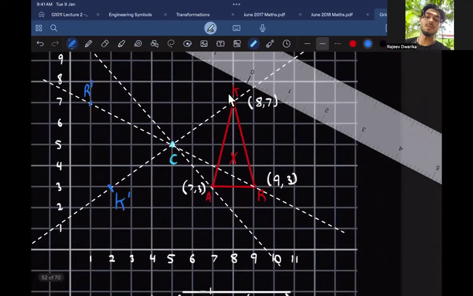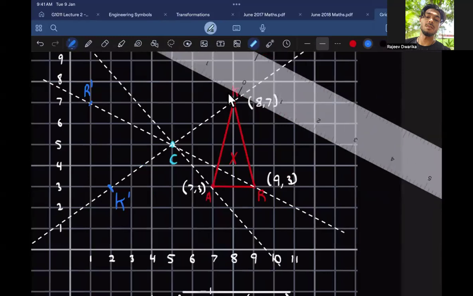Kiera, where's the only point I'm leaving out? Tell me, Kiera, where's the point I'm leaving out? A. So I'm gonna take a measurement from C to A.